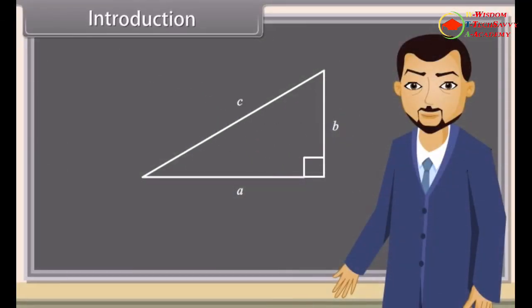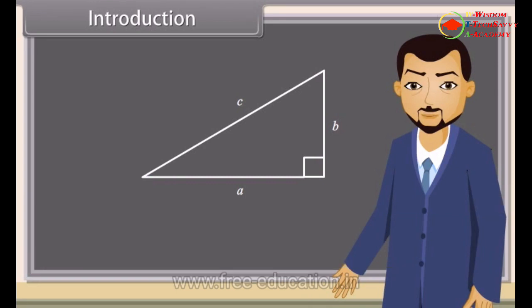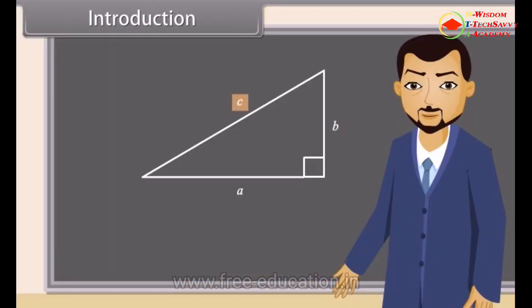Introduction. Students, this is a right-angled triangle. Can you tell which side is the hypotenuse? C is the hypotenuse. Yes, C is the hypotenuse. So by the Pythagorean theorem, C square is equal to A square plus B square. We will prove some trigonometric identities.